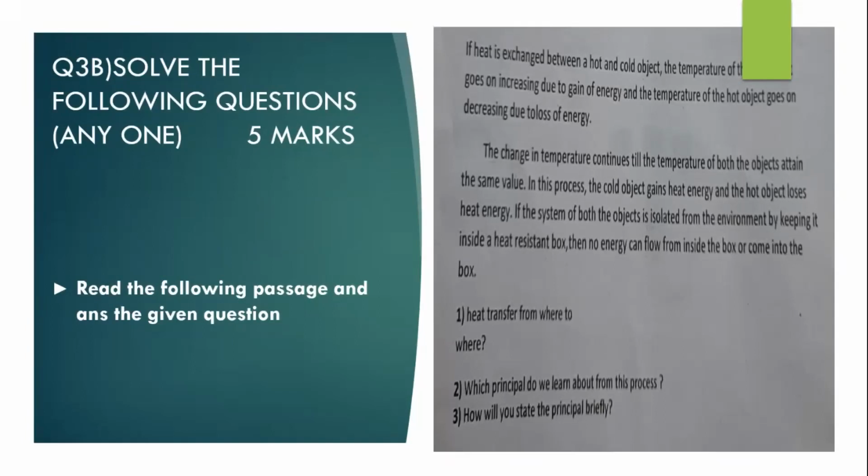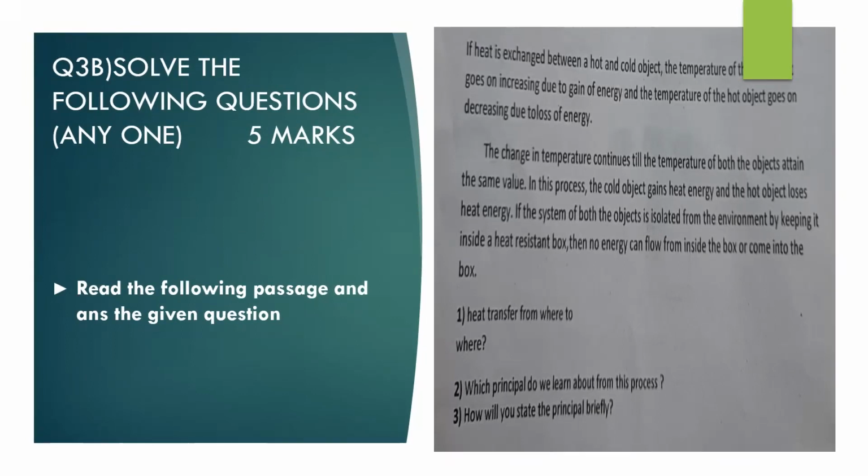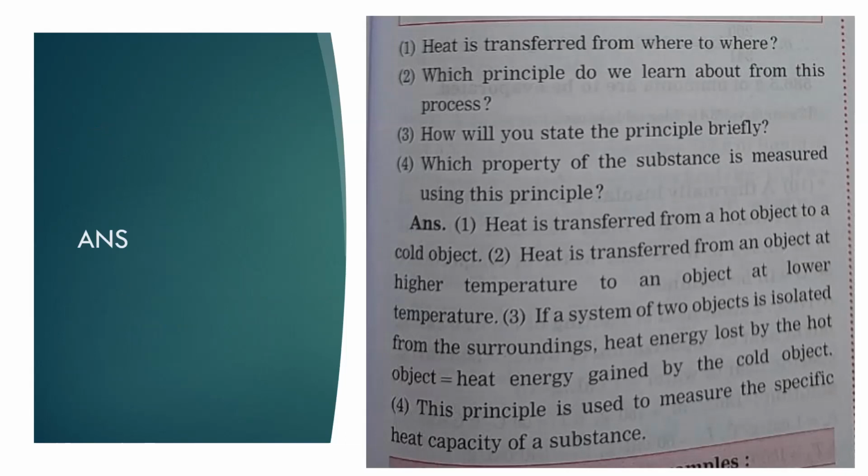You have to read this passage. You have to understand this passage, and after understanding, you have to write the answers to the questions which are given related to this. What is the first question they have asked? Heat transfers from where to where? Where to where, students? We all know that heat is transferred from hot object to cold object, right? Which principle do we learn from this process? How will you state the principle briefly? You have to see all these answers.